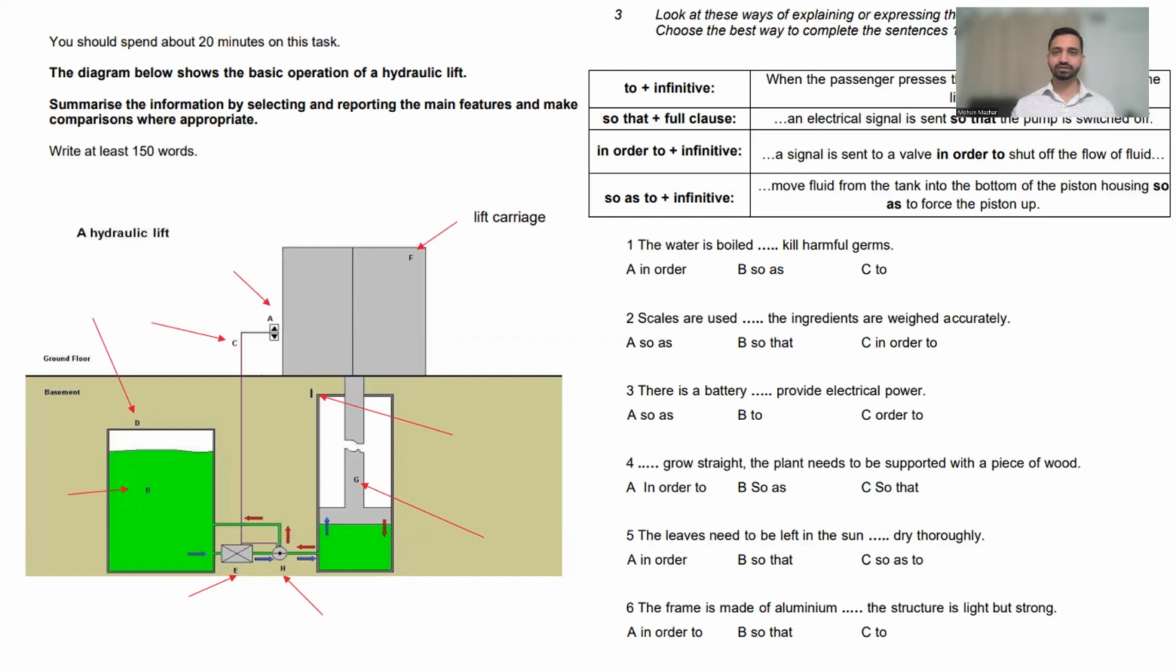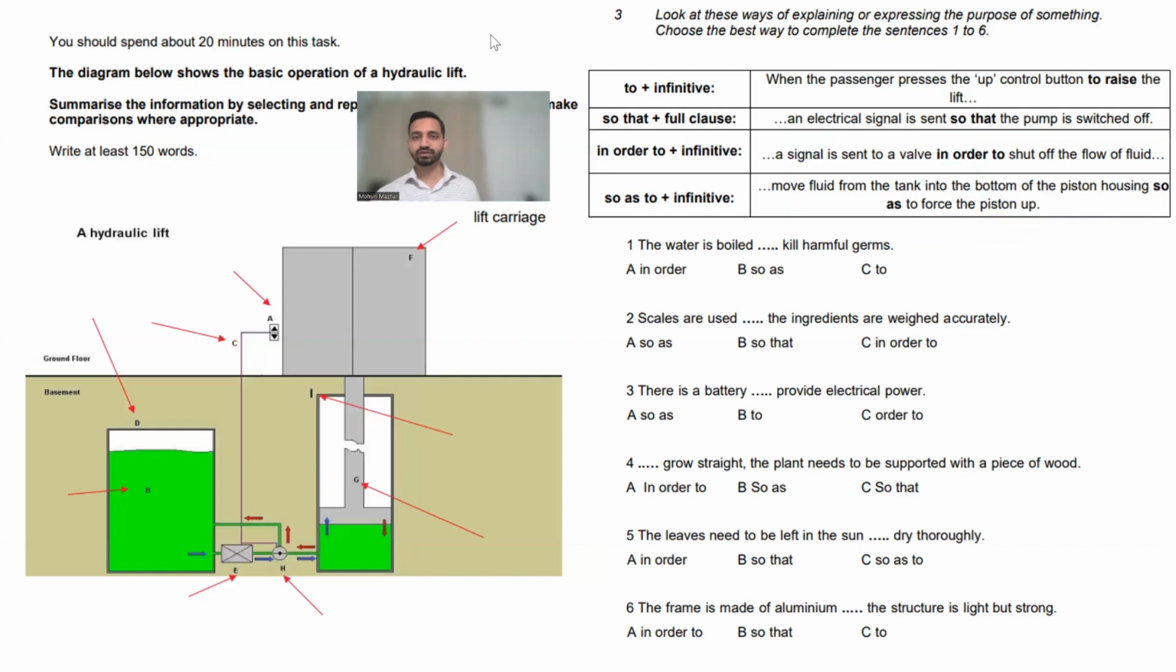Let's look at our second activity. In this activity, we will look at these ways of explaining or expressing the purpose of something. Choose the best way to complete the sentences from 1 to 6. These are some of the expressions or phrases that you can use to explain what something does. Now I will give you some structures first. On the top box or table, you can see the structures.